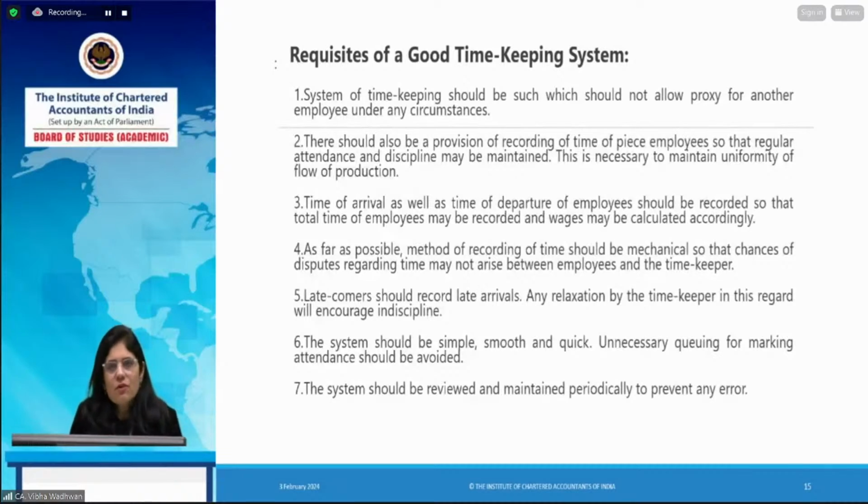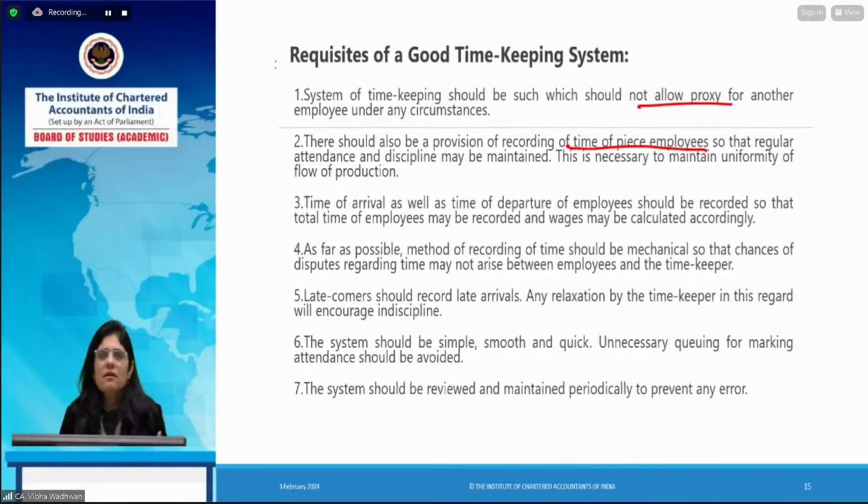So requisites of a good timekeeping system, I think it's easy to understand that it should not allow proxy. All right. And there should be a provision of recording time of piece employees, so that regular attendance and discipline. So the time of piece employee means who work on job basis. They don't work on time basis. They work on job basis, how many units they have produced. So now how much time they are taking to produce those units. So that is how the time is calculated. So piece employee means those who are paid on per unit basis.